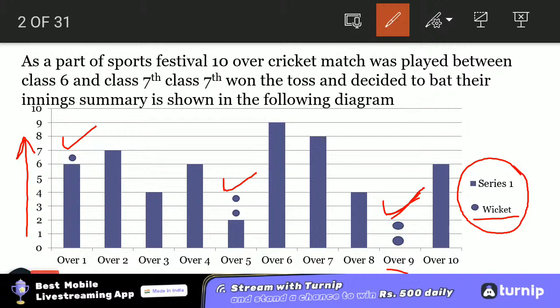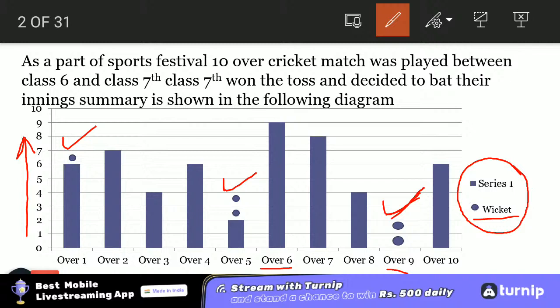In over 6, we can see how many runs are scored. If I ask you from the graph, I want to see how you can infer the details. So how many runs are scored in over 6? Hurry up, waiting for the answers in the comment section. This is just a simple graph. As we move from question to question, the level will be raised and different types of questions will be asked.